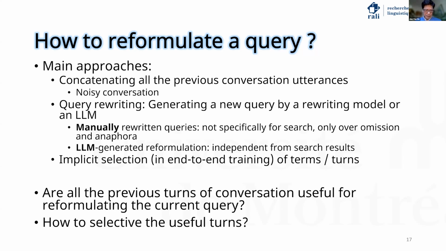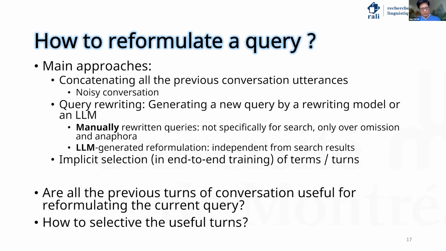And there are also approaches trying to make some kind of implicit selection of elements from the previous conversation terms. So one way is to detect what are the useful terms to incorporate in the query expansion. And some of the previous work try to use that in an end-to-end training so that the selection is a kind of implicit selection without the explicit signals.